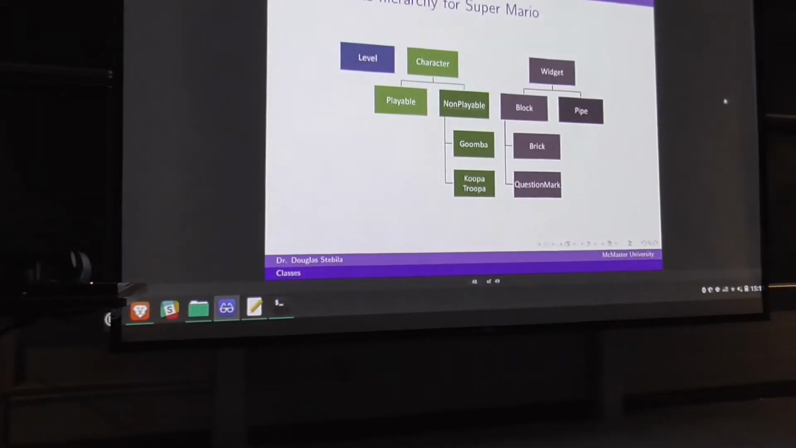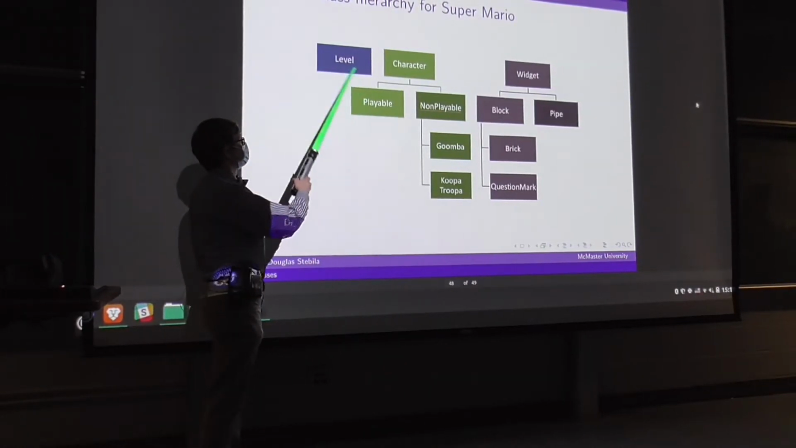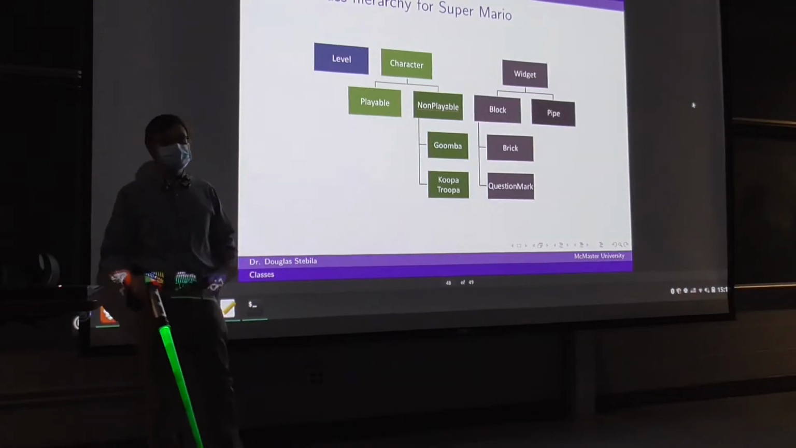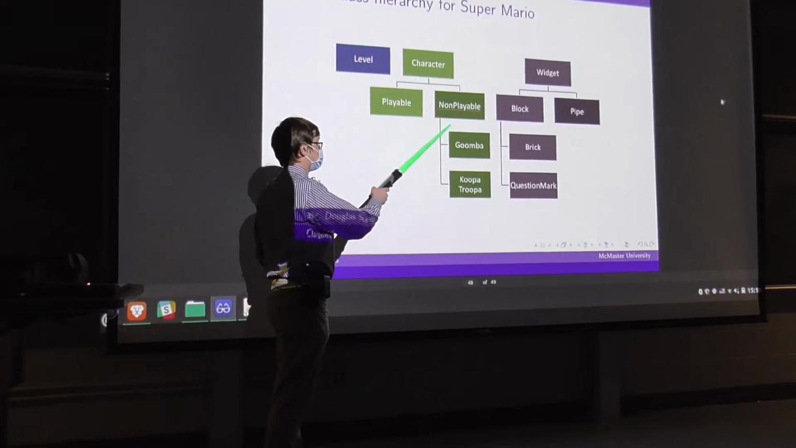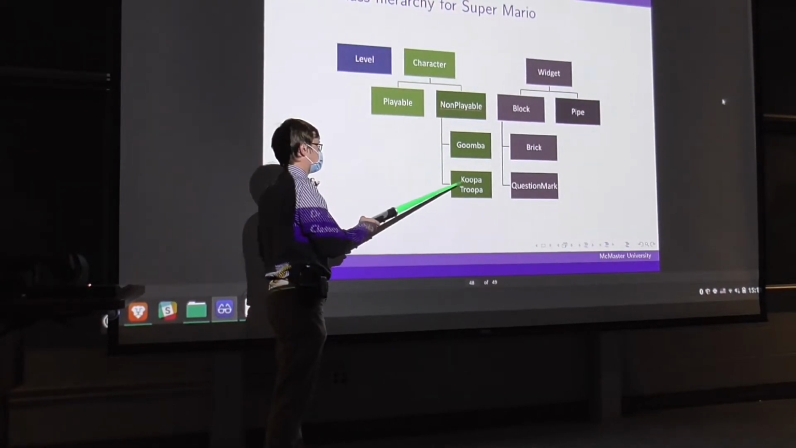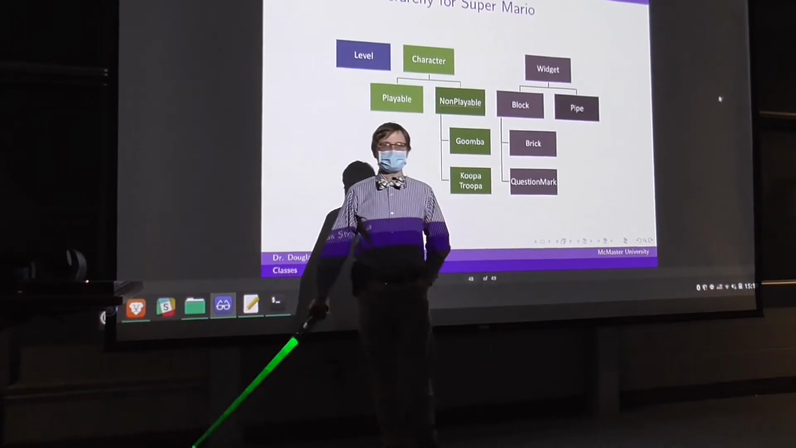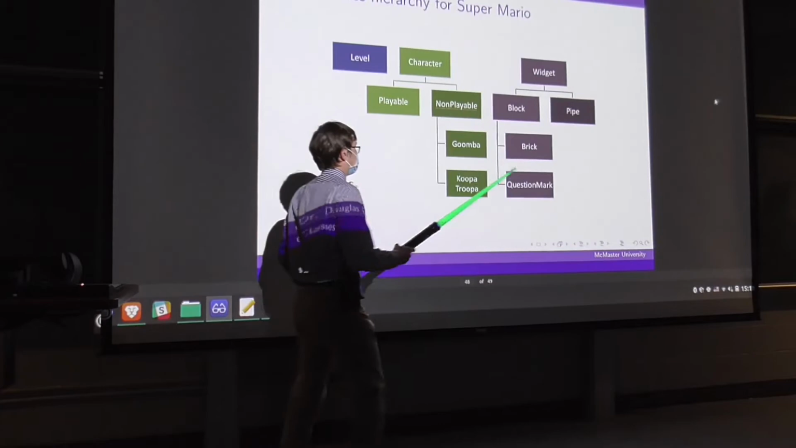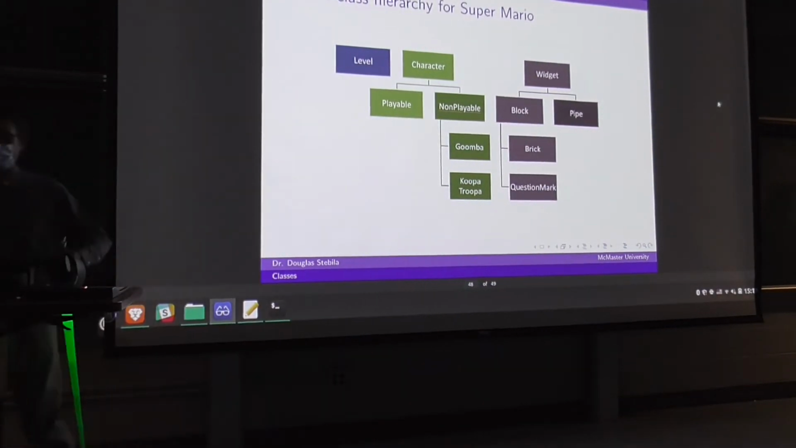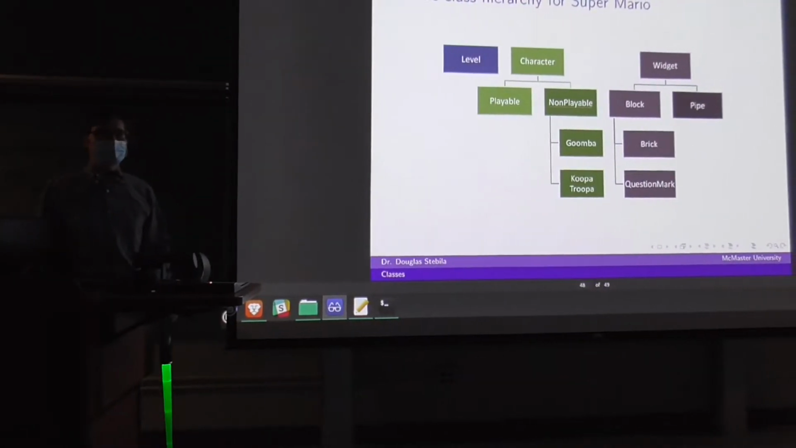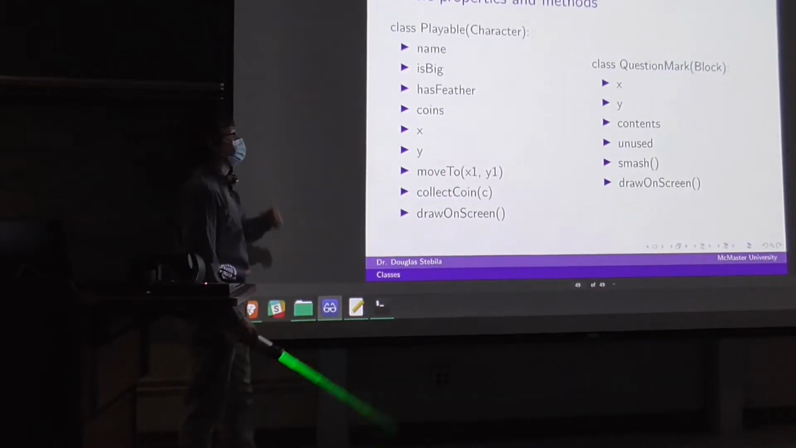Good. So, possible class hierarchy for a Mario game. The level itself would contain a lot of things, the locations and placements of blocks, etc. Characters could be playable or non-playable. Non-playable would include such things as Goombas and Koopa Troopas. The widget is a way that you could refer to it, sure. Blocks and pipes, bricks, question mark blocks, invisible blocks, the note jump blocks, all of these would be blocks. Good. Possible properties and methods.